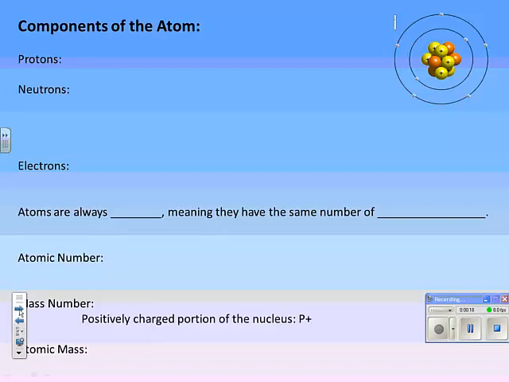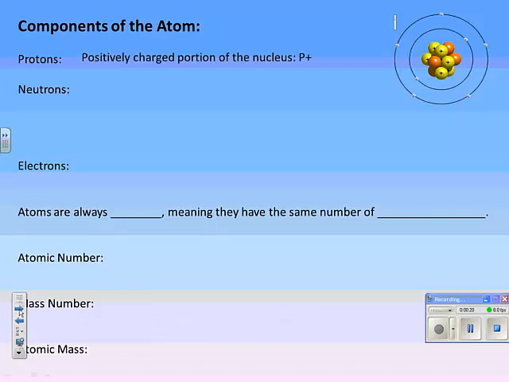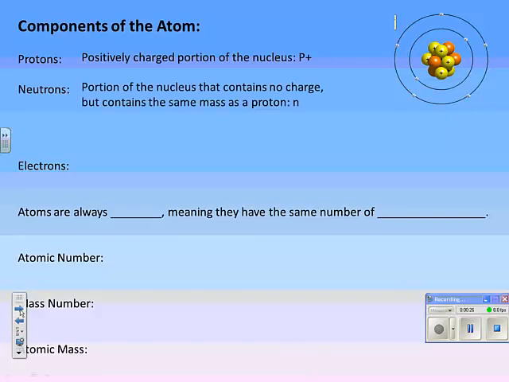So you should know already that protons are the positively charged portion of the nucleus. Neutrons are also a portion of the nucleus, but they contain no charge. So protons are positive, neutrons have no charge, and they're both in the nucleus. So that's what's in here. This is your nucleus: protons and neutrons.